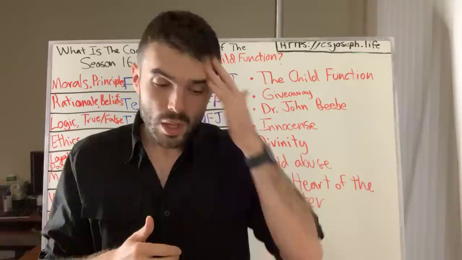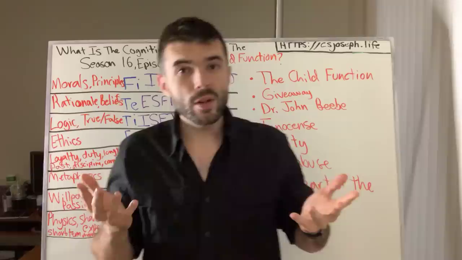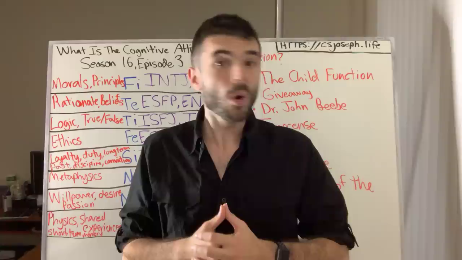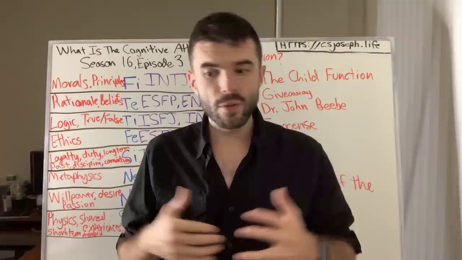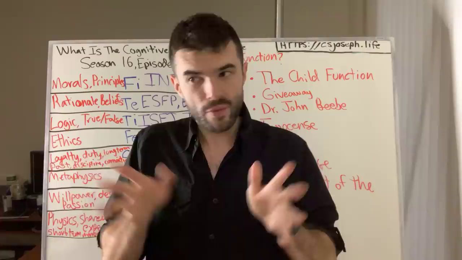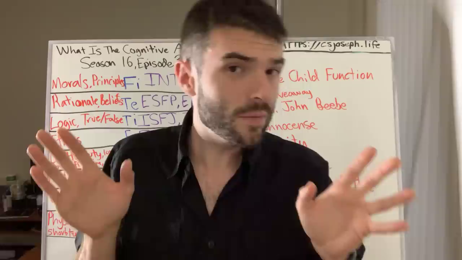So let's discuss the child function. So what is the child function? The child function is the third function in every single function stack for all of the 16 types. I'm an ENTP, which means my inner child is extroverted feeling, also known as ethics, for example. ESTPs and ENTPs both have this inner child function. And that is what the child function is. It is literally the inner child of a person or a human being or their psychology or their psyche. It is the human child, or it is the inner child of their soul, basically. Yes, the inner child of their soul.